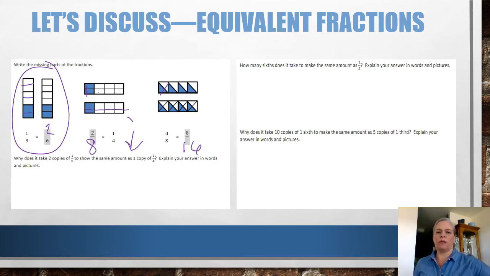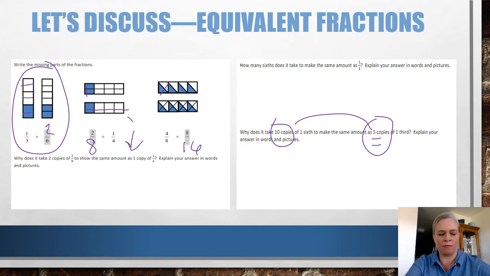This final one is kind of an extension. It says, why does it take 10 copies of 1/6 to make the same amount as 5 copies of 1/3? If you think back to the previous question, we were doubling the number of parts. You might even think of 10 and 5, their connection to each other. If you double 5, that's how you get 10. So we're going to have to double the amount.